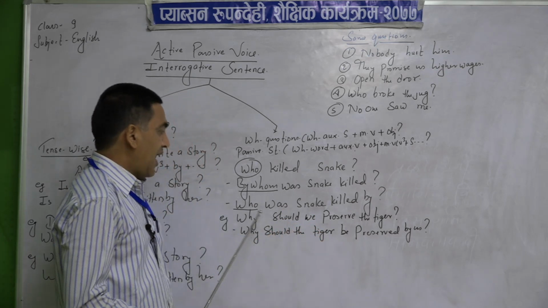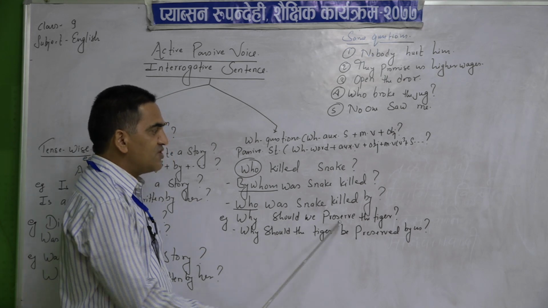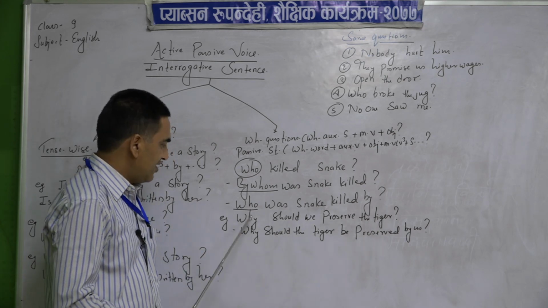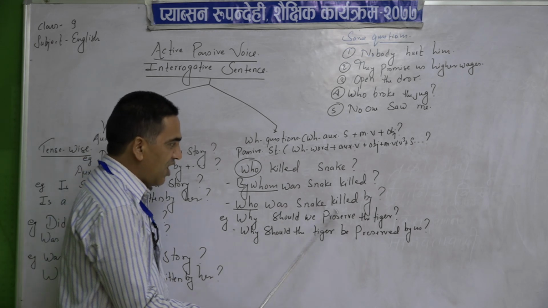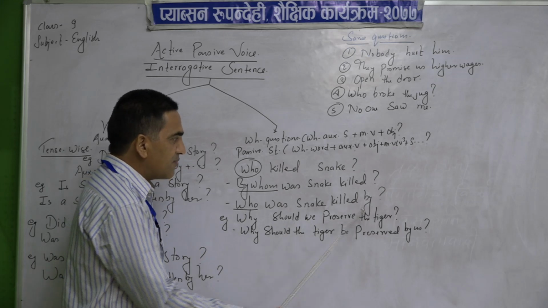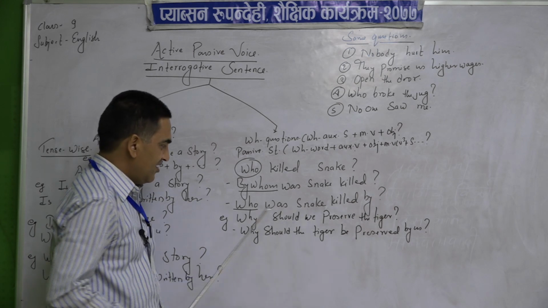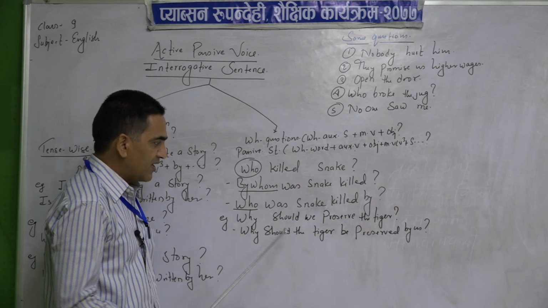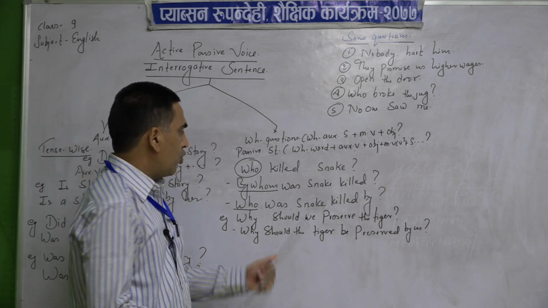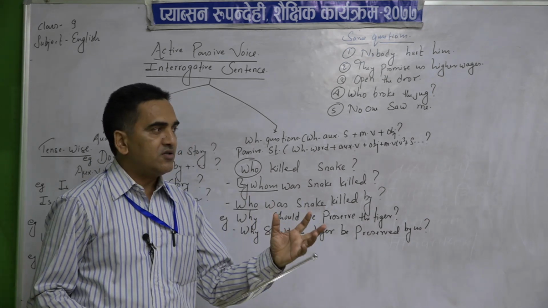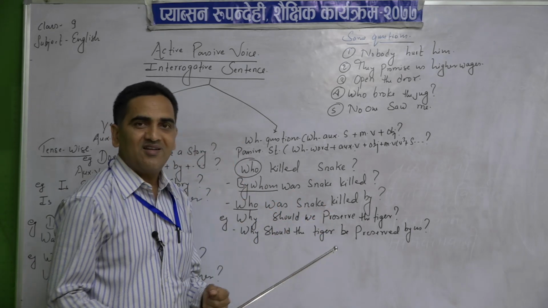Now, another question I am giving you, the WH question, for my dear students. Why should we preserve the tiger? It starts with why, asking the question: why should we preserve the tiger? Here the object is tiger. First of all we write why plus auxiliary verb: why should the tiger be preserved? When there is should, could, may, might, must, ought, there must be be plus V3.